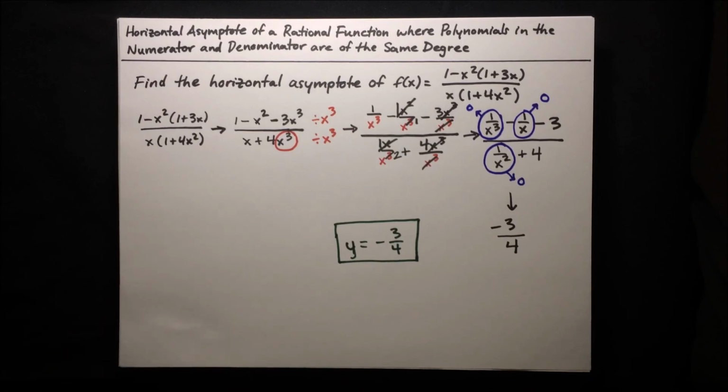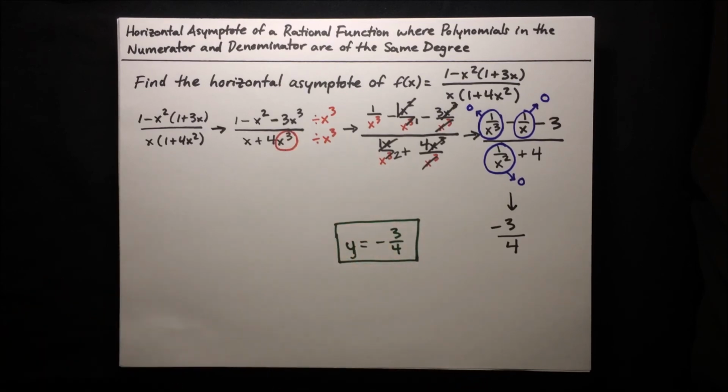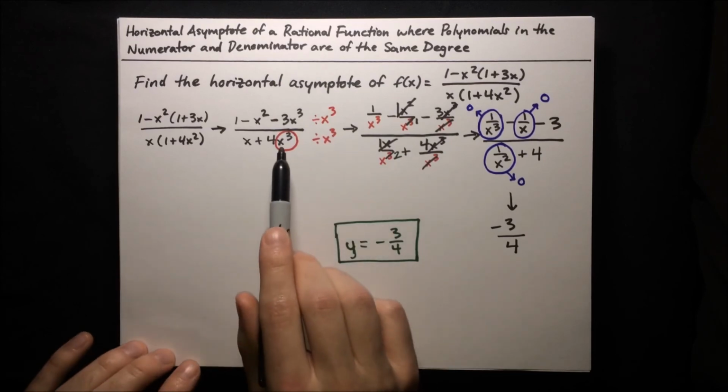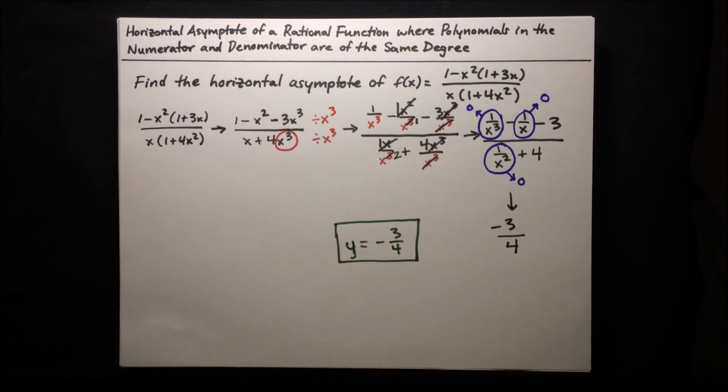In all these examples, the numerator and the denominator had the same degree. But even when this isn't the case, we can still find the horizontal asymptote using the same process of finding the leading order term in the denominator and then dividing the numerator and denominator by it. We'll learn more about how that all works out in the future.